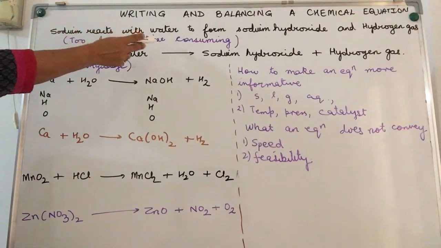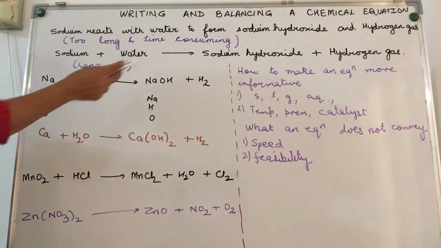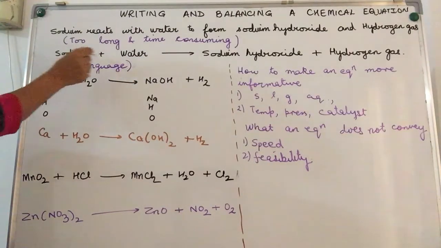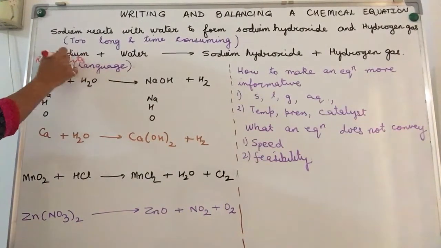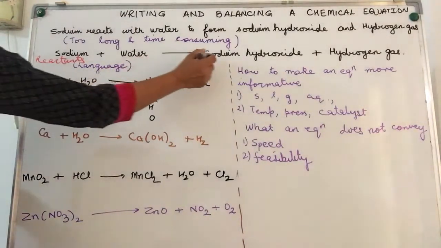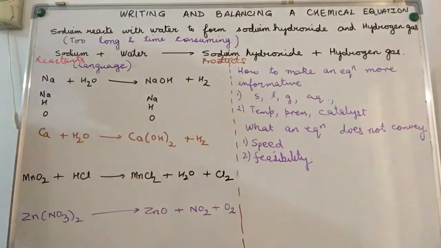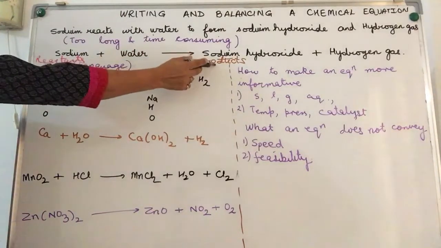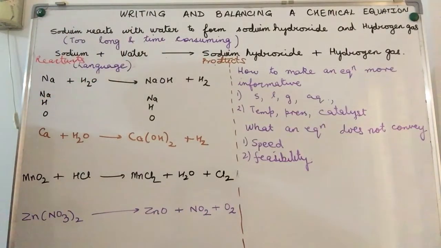Instead of saying reacts with water, we put a plus sign. To represent to give, we put an arrow over here. What we write on the left hand side are what we call reactants. That means substances which will undergo a chemical change. While on the right hand side, we write substances which are formed as a result of chemical change, known as products. The reactants and products are separated by an arrow pointing from the reactants to the products.